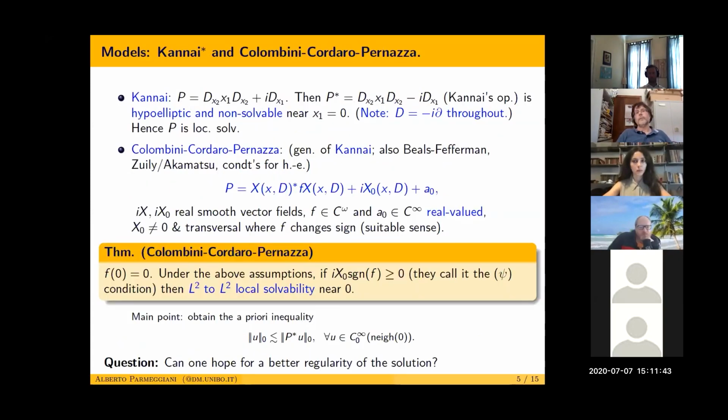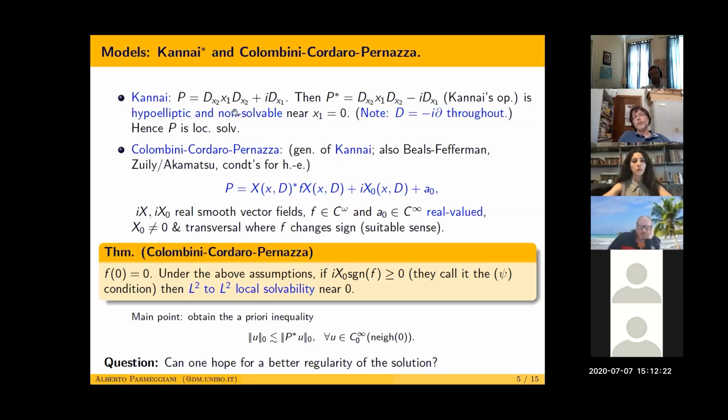So what is the Cordaro example? The example is actually P star, an operator which is hypoelliptic and non-solvable near x1. Since it's hypoelliptic, the adjoint is solvable. So you may see here two ingredients. Here the symbol is x1 xi2 squared. This means that this operator xi2 squared is a Laplacian in the x2 variable, so it's degenerate. And then you have x1, an extra degeneracy. But then this vector field here is going to rescue the situation for solvability.